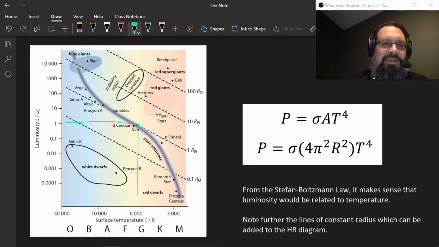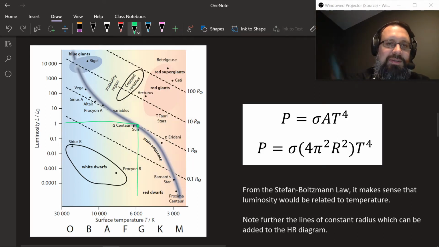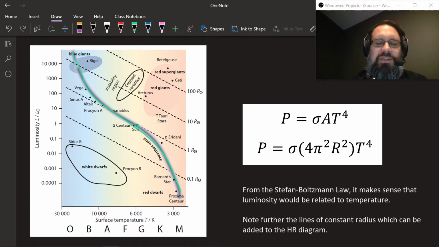Then you can see there's this thing called the main sequence, which is this green strip here. It's called the main sequence because that's where most stars lie. Don't think of it like a sequence, one after the other. It's just that this is where stars spend most of their lives.